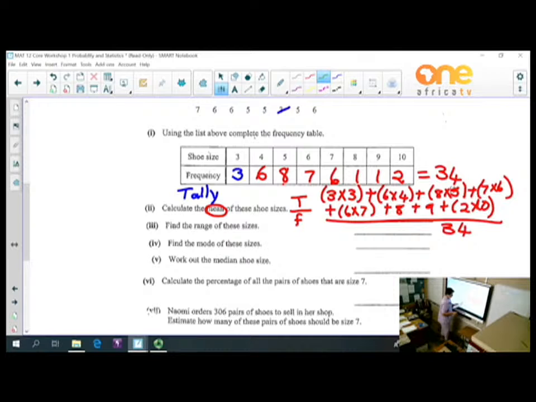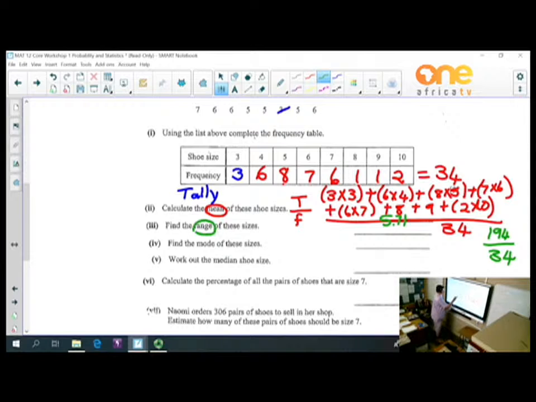And if you do that sum, I got 194 divided by 34, and my final solution is then 5.71. Give it as a decimal. Do not round it off. This is how we deal with the mean. Although there is no shoe size as 5.71, mean must be very precise.